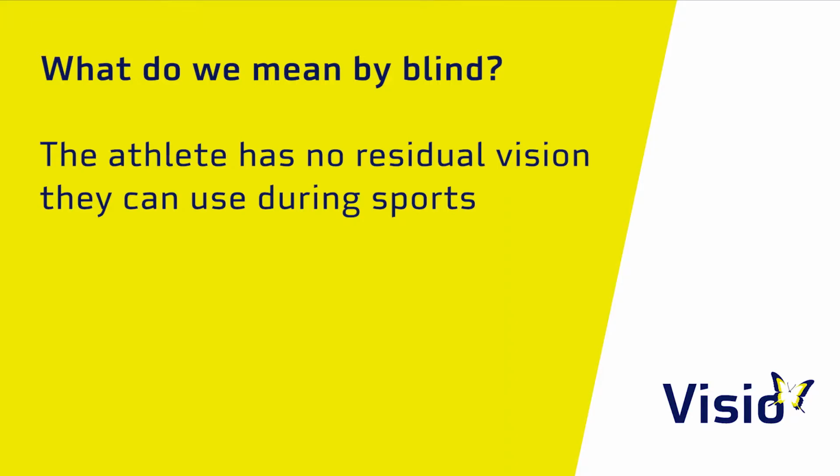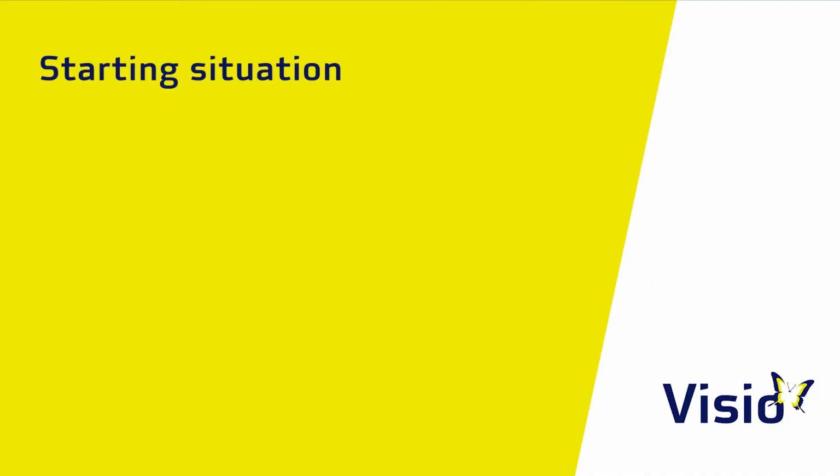The World Health Organization makes a distinction between total blindness, blindness, and social blindness. When we talk about blind athletes, we mean people with no residual vision they can use during sports. The residual vision has no added value.